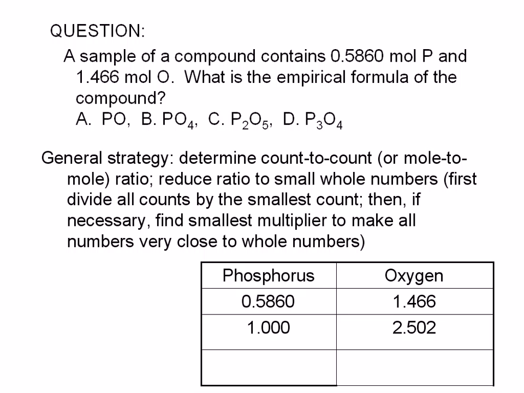1.000 times 2 equals 2.000. And 2.502 times 2 equals 5.004. Now we have two numbers that are very close to whole numbers. Therefore, the phosphorus to oxygen ratio is 2 to 5. The empirical formula is P2O5. The correct answer is choice C.